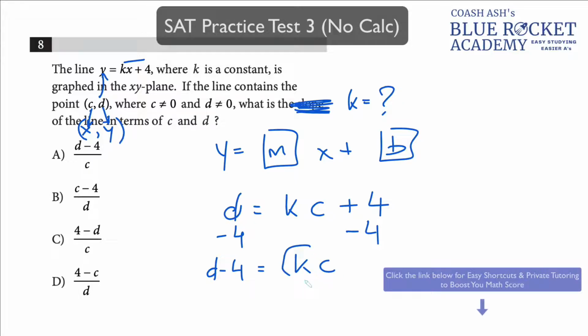And then the final thing is you want to find out k. So what do you do? You divide by c because it's multiplied, right? You divide by c, and then this is gone. And there you go. d minus 4 over c is your answer.